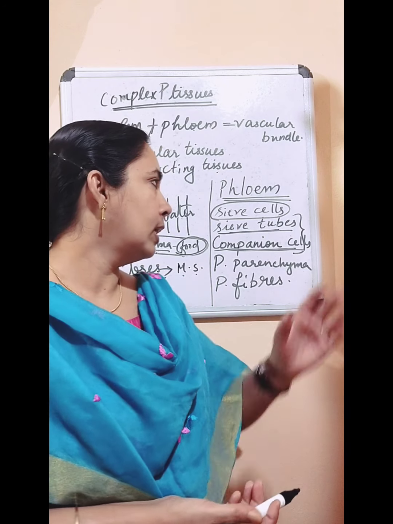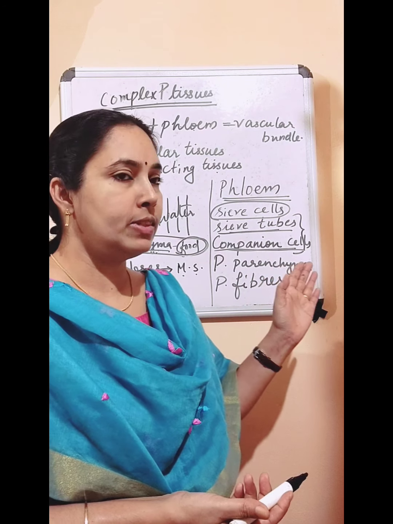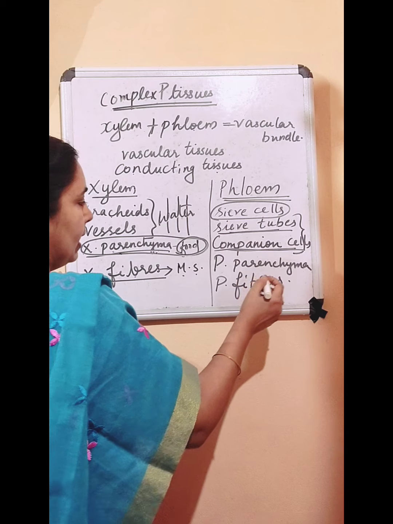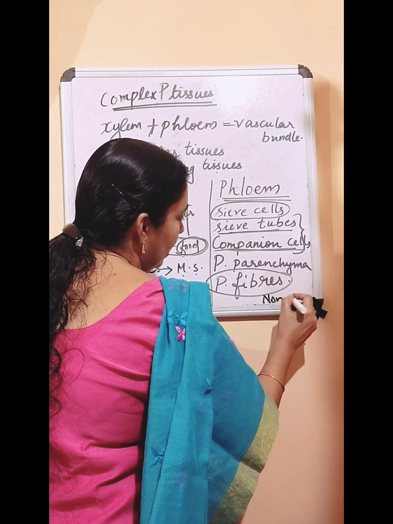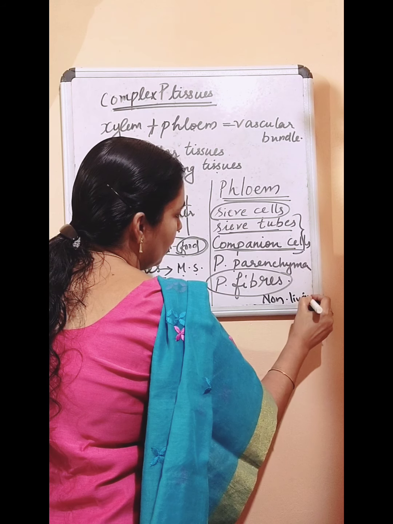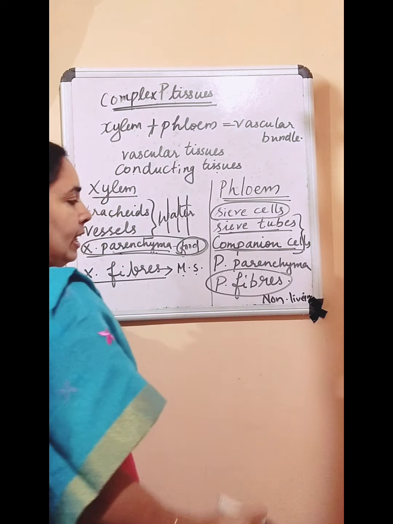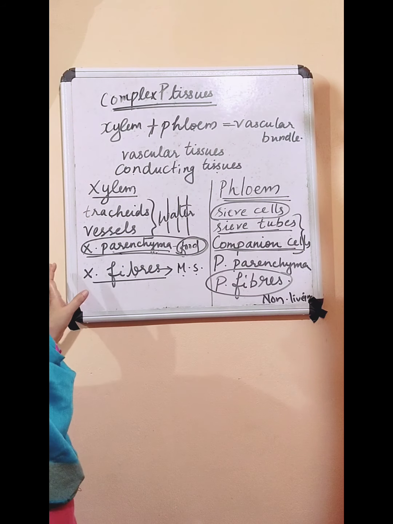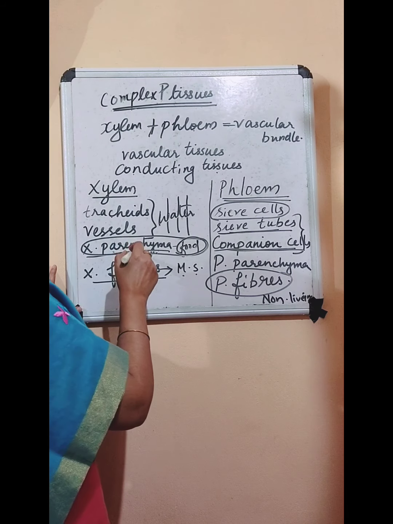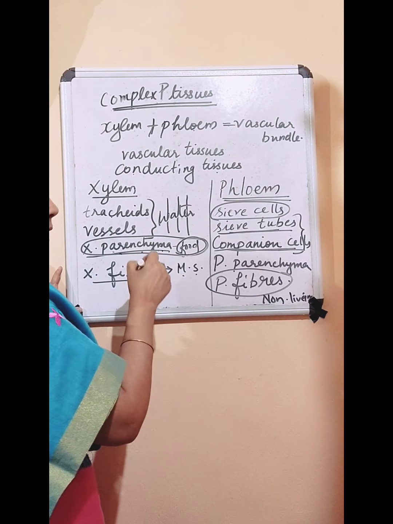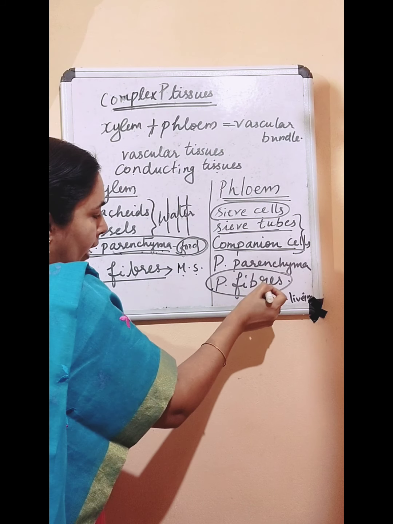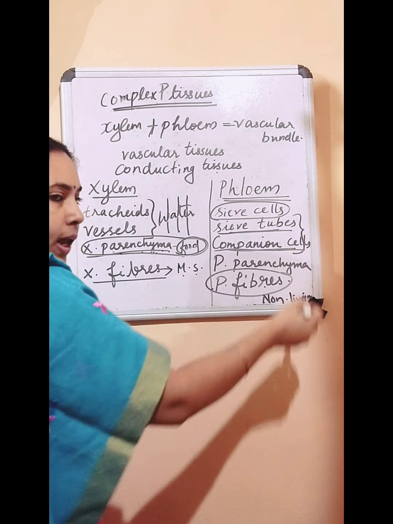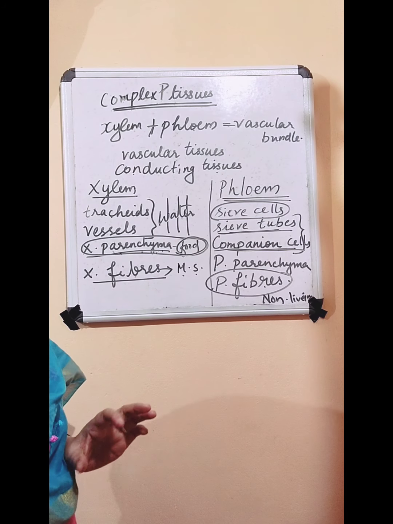Okay, so here in phloem we can see 5 cells. Among these 5 cells, phloem fibers are non-living or dead cells. All others are living cells. Okay, in xylem we found only xylem parenchyma is living, all others are dead cells. But in phloem, only phloem fibers are dead, all others are living cells.